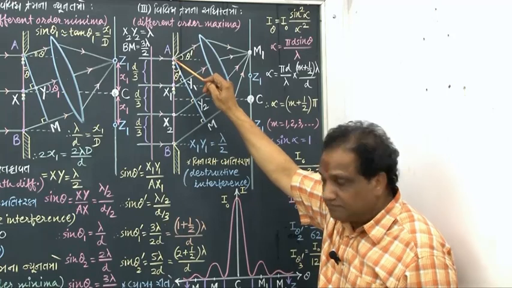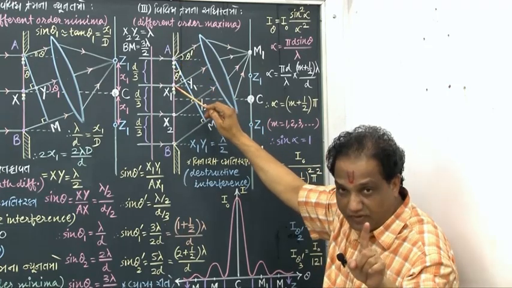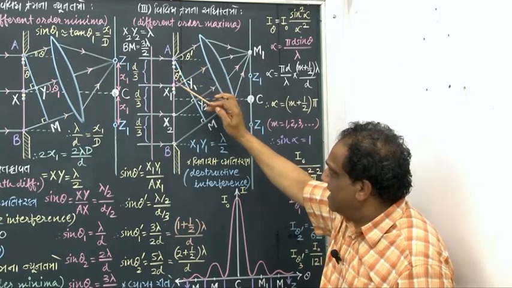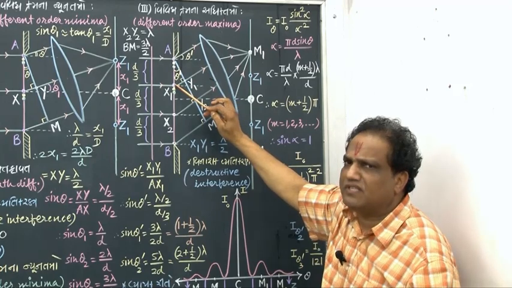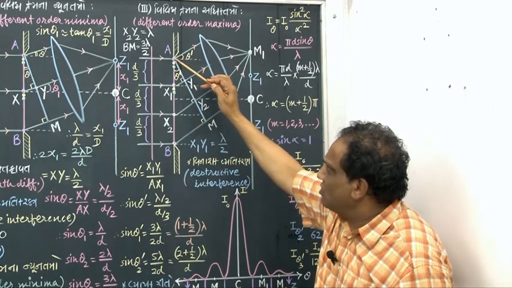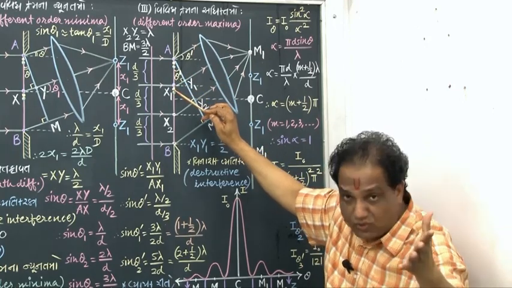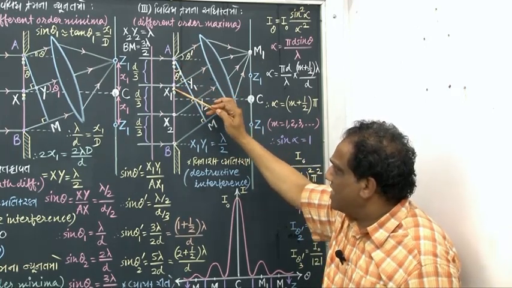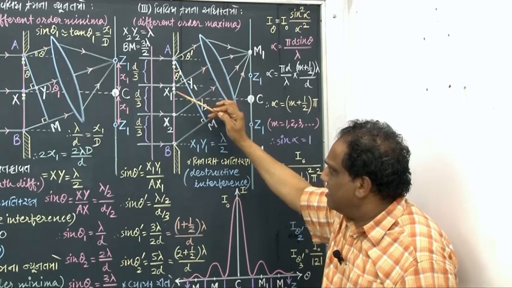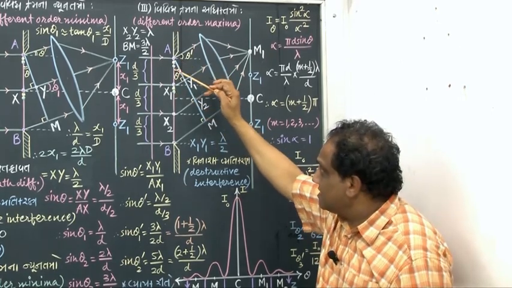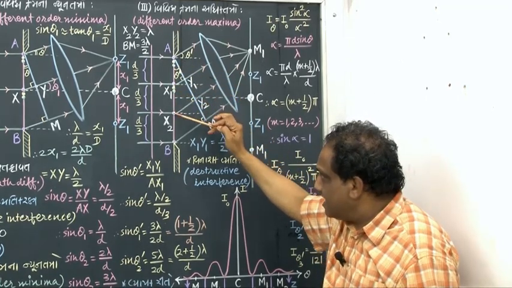Take this as A1, take this as x1. A1, x1, what is the path difference? Lambda by 2. Just below A1, you take A2. Just below x1, you should take x2. A2, x2, A3, x3, and so on.